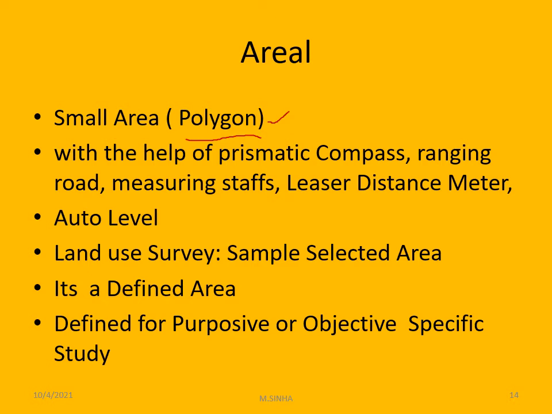With the help of a prismatic compass, ranging rod, measuring staff, laser distance meter, and auto level, the area can be defined by the researcher according to the researcher's choice. It's a defined area. For this specific purpose, the researcher with the help of GPS can get the coordinate values. It's very important to identify the specific region. The shape and size of the area, whether quadrant, triangle or polygon, depend upon the researcher's objectives and choice. So the area of the quadrant is framed with the help of rope or a framing instrument.